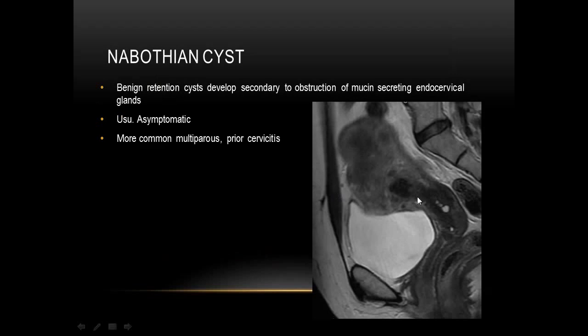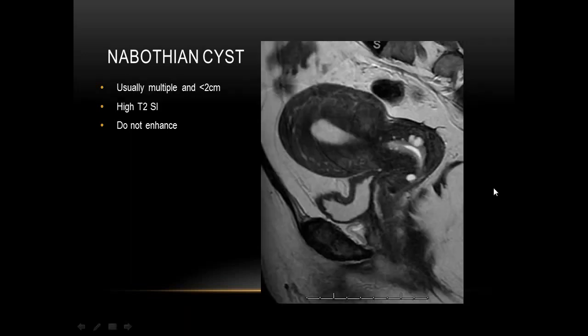The next thing we'll talk about is benign cervical lesions. So Nabothian cysts are our most common benign cervical lesion. They're benign retention cysts which develop secondary to obstruction of the mucin-secreting endocervical glands. They're usually asymptomatic. They're more common in multiparous patients or patients with a prior history of cervicitis. Here's another example. Usually they are less than 2 centimeters, they are high on T2 signal intensity, and they do not enhance.